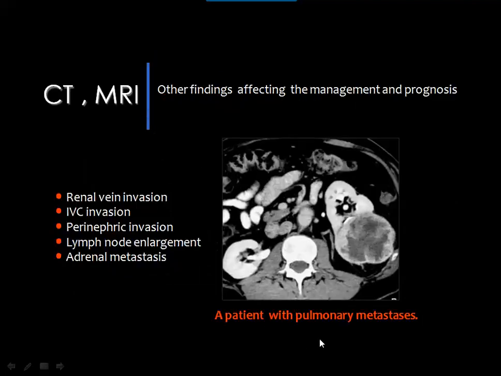And whenever you diagnose a solid mass in the kidney as renal cell carcinoma, you have to verify these issues, and you have to mention in the report what is the state of the renal vein. Is it invaded by the tumor or not? And if it is invaded, is the tumor reaching the inferior vena cava or not? Then what about perinephric extension? What about regional lymph node metastasis? And what about metastasis elsewhere, especially in the kidney and in the adrenal gland and in the liver as well?